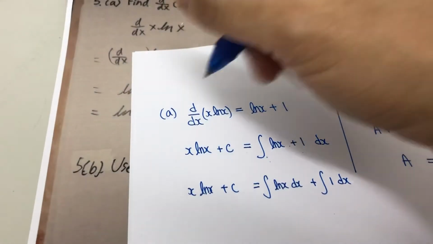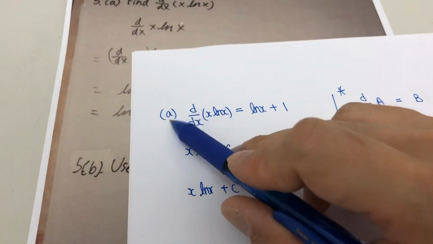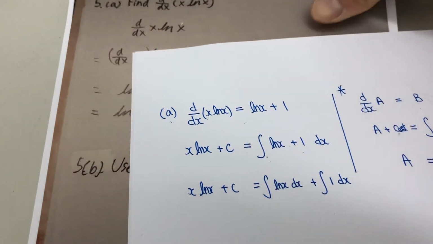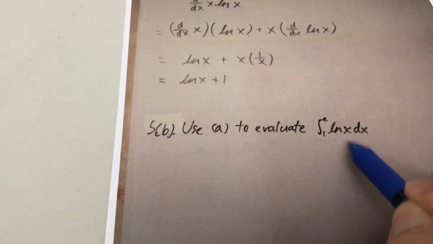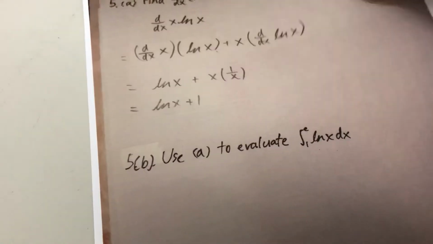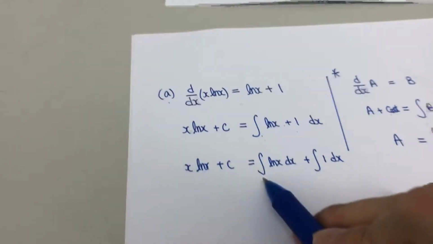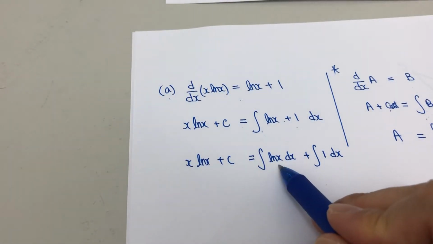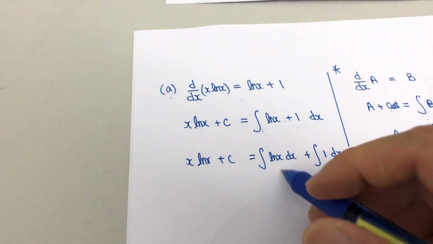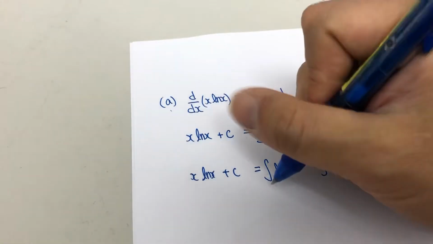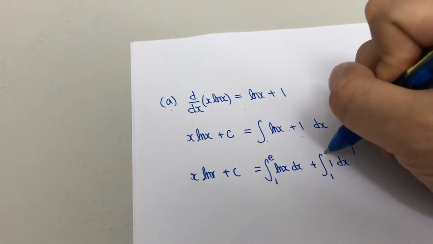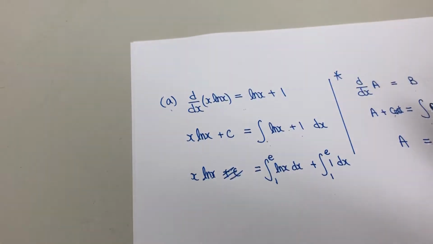So, this is part A, we've got this. What about part B? What do we need to do? In part B, we have to find the integration of log x dx from 1 to e. Do we have log x dx? Oh, look at this. We have integration of log x dx. This is what we need. And we just need to add a boundary from 1 to e. Therefore, let's add a boundary from 1 to e. That means that we don't need the constant here anymore.